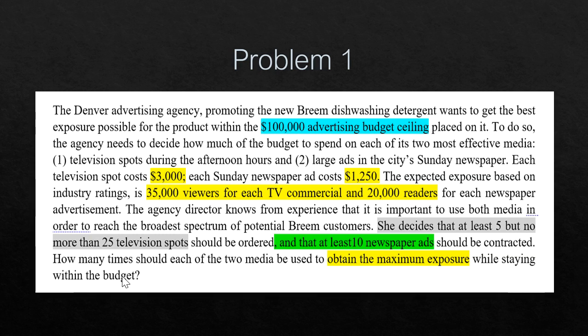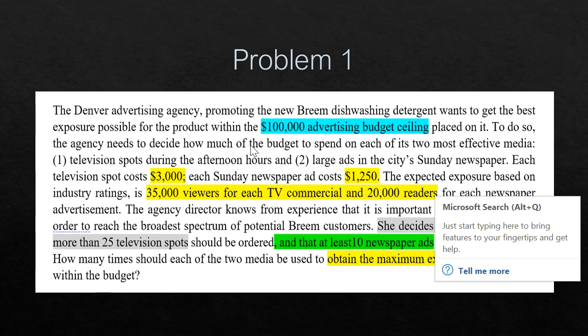We have some extra restriction here on the number of spots and ads. We have to get at least 5, but no more than 25 TV spots, and at least 10 newspaper ads. We should keep that in mind for later, since it's going to also be translated into constraints.